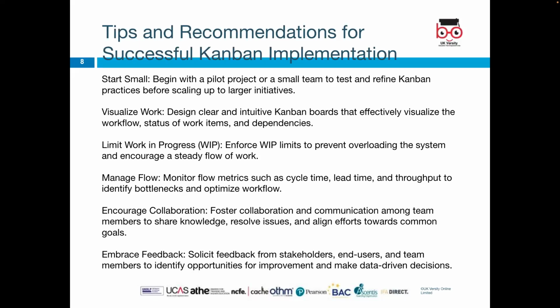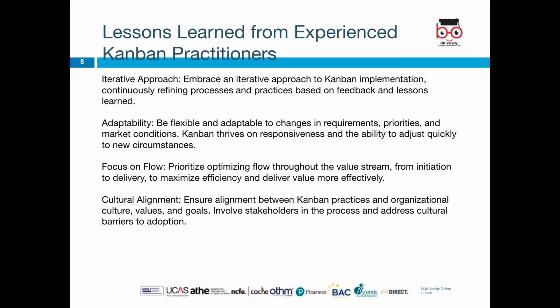Limit work in progress. Like we said, have a limit on what each section can have so that you don't have bottlenecks and everything. Manage flow. You have to be able to monitor flow metrics such as cycle time and lead time. Encourage collaboration. You have to be able to foster collaboration and communication among teams. Embrace feedback, take feedback, and obviously work on the feedback that you've been given from the stakeholders, end users, and team members.